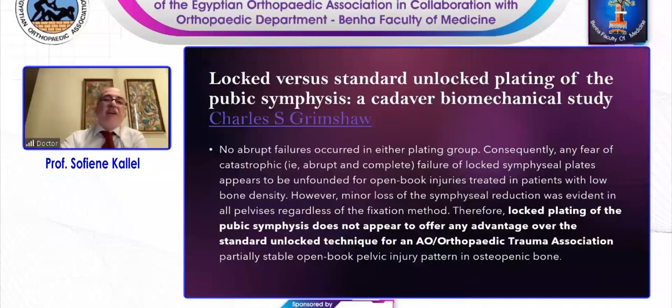Then, locked versus standard unlocked plating of the pelvic symphysis, a cadaver biomechanical study. There is no difference between locked and unlocked. There is no advantage on the symphysis in using locked LCP screws. You can use only DCP screws, and there is no difference in the literature at the moment showing the superiority of the locked plate. Next.